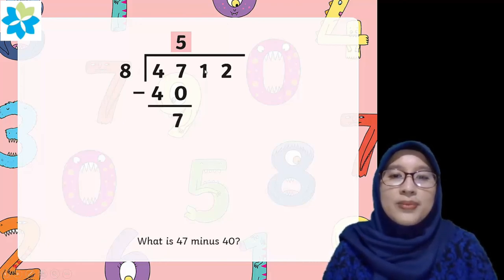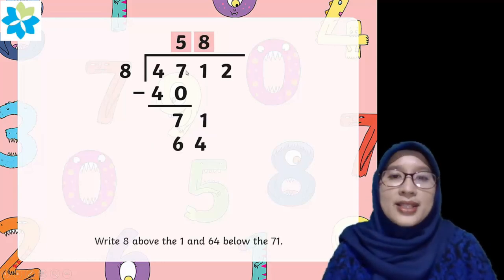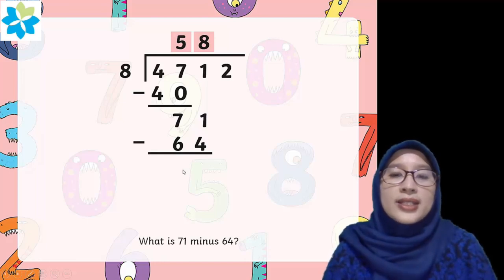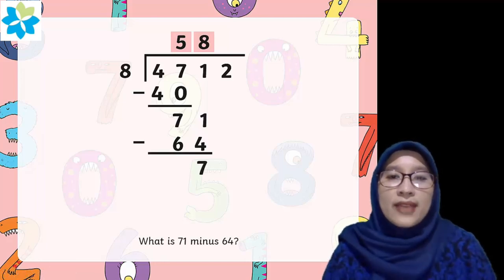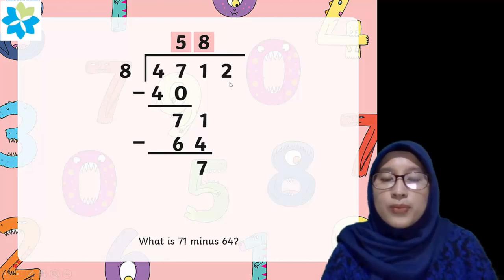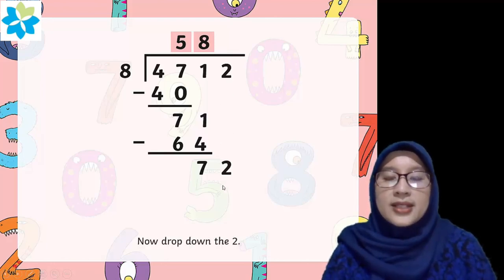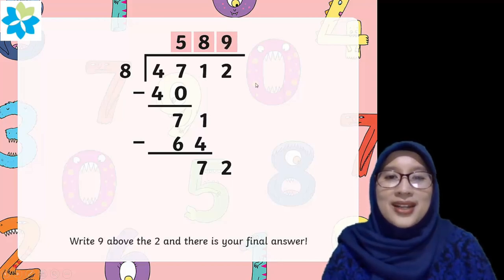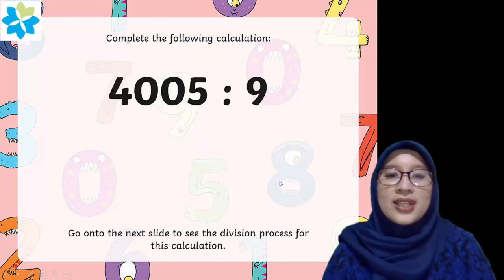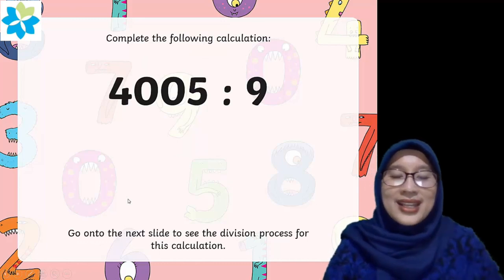And then let's drop down 1 here beside 7. And we have 71. Please divide it by 8. And we get 8. Because 8 times 8 equals 64. And then let's subtract 71 and 64. And the result is 7. And then let's drop 2 here for the last step. Yeah, 72 divided by 8 equals 9. Okay, because 9 times 8 equals 72. Okay, let's see the next.